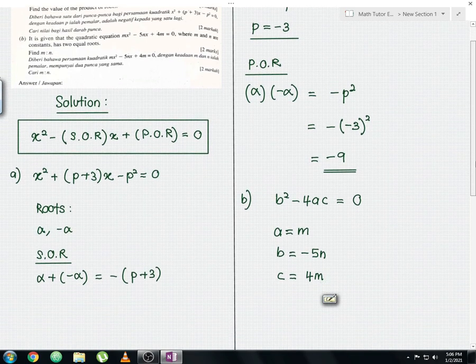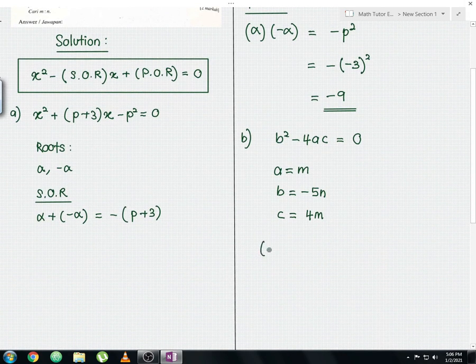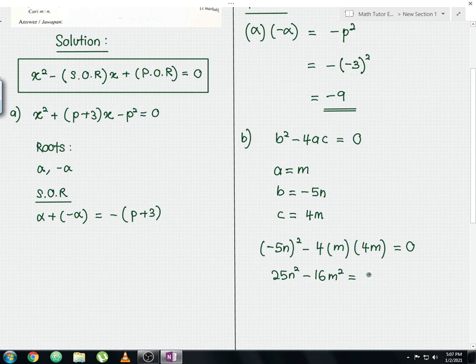Okay, let us continue our working. So from here, in a bracket negative 5n square minus 4, times the coefficient a, which is m, and then times the coefficient c, which in this case is 4m, and then equal to 0. Negative 5n square, you expand, you get 25n square. This negative 4 times m, you will get negative 4m, and the negative 4m times 4m, you should get negative 16m square. And then equal to 0. So from here, 25n square will be equal to 16m square.